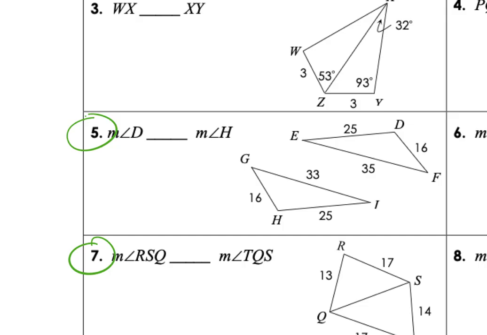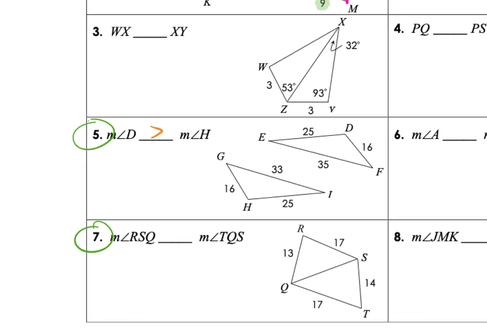Okay. Number 5. Rachel, what'd you put for number 5? I put angle D as more than. Angle D is greater than H. So take a look at what we've got. You have 25 and 25. You have 16 and 16. So the included angle is what we're referring to, right? We're looking for how that included angle is. And if this is bigger than the 33, then D is bigger than H. Okay?